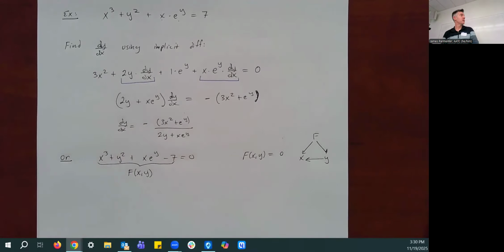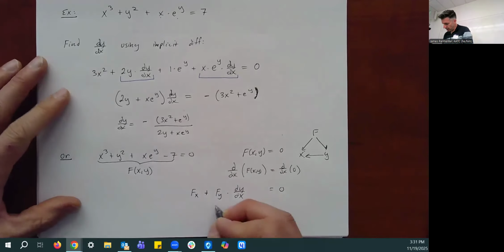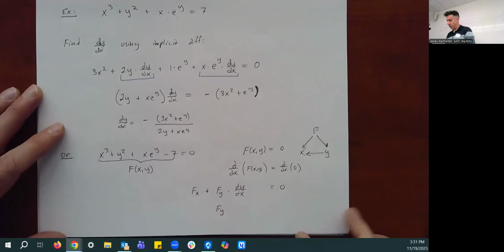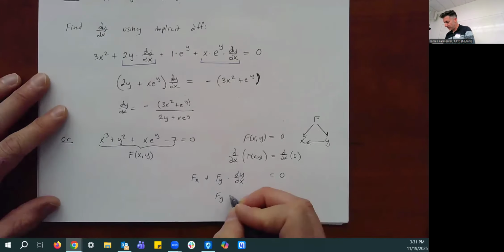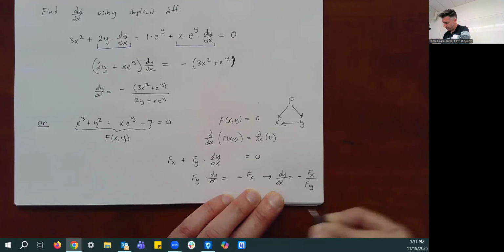And now what this allows me to do is solve for dy dx in a very convenient way. I can say that the partial derivative of f with respect to y times dy dx is equal to negative the partial derivative of f with respect to x, and then dividing both sides by fy, we get that the derivative dy dx is equal to the negative of the partial derivative of f with respect to x over the partial derivative of f with respect to y.